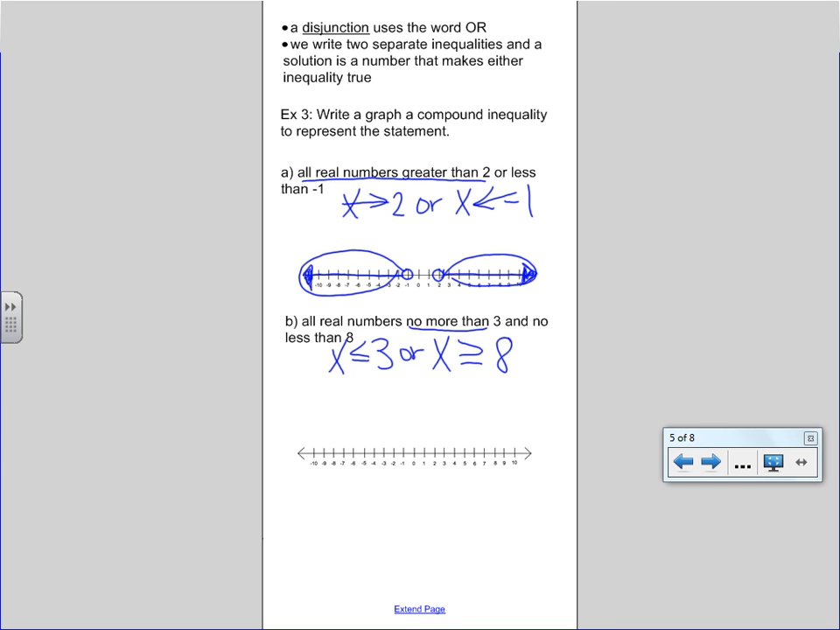So then we have to graph this one. The point we're talking about in the first part is 3, so we put 3. It has an equal to, so we're going to shade it in. And if I turn that sign into an arrow, it points to the left.